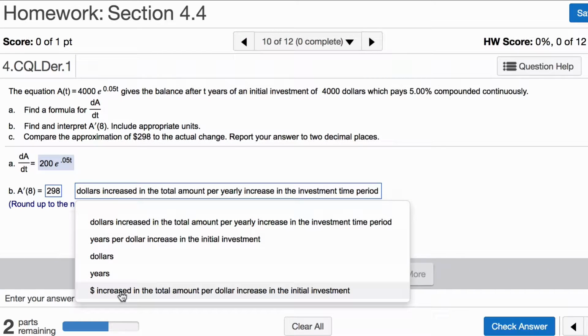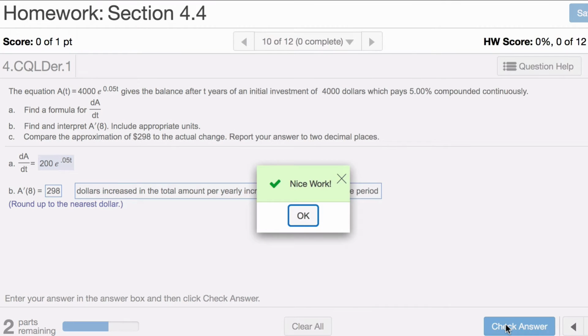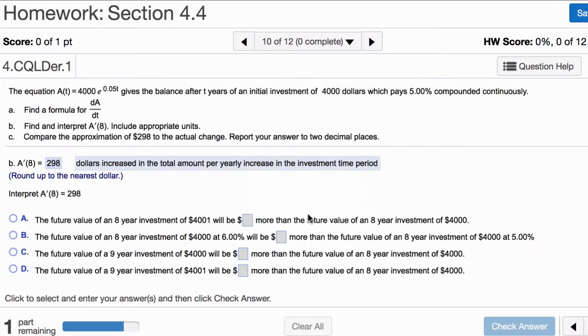The last one is dollars increased in the total amount per dollar increase. They do not even mention the time, so it doesn't sound like the rate. So it's definitely the first one. And we check the answer. Yep, and it is correct. Now let's read through these carefully. Again, let's remember this is very similar to the marginal quantity, marginal cost, revenue, etc.